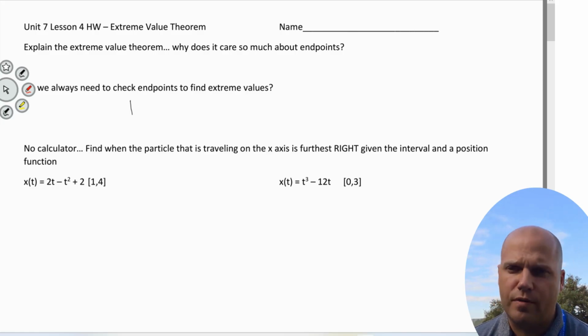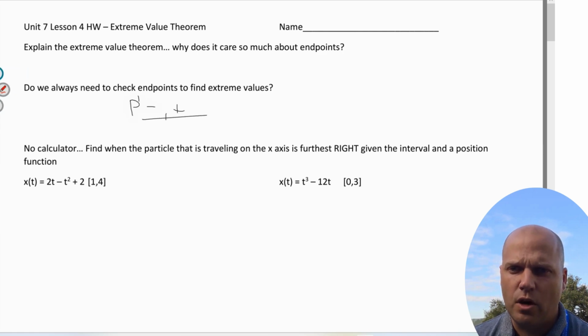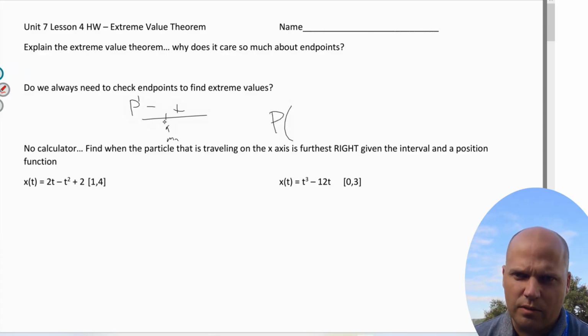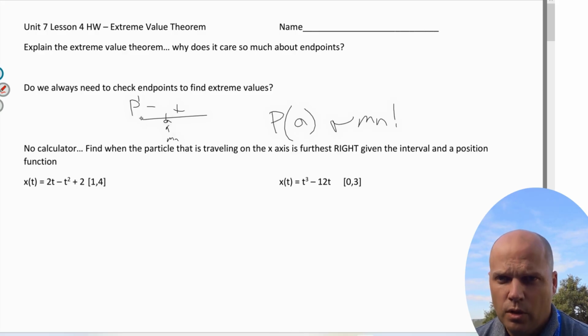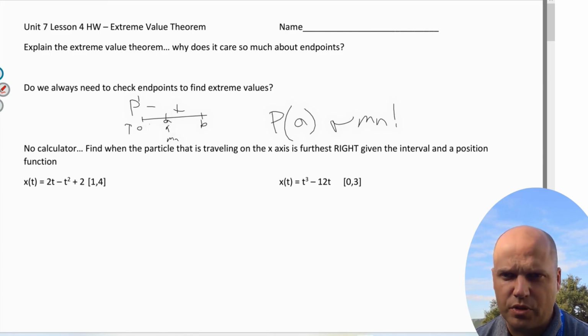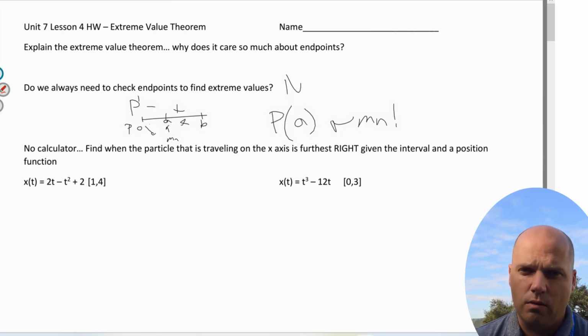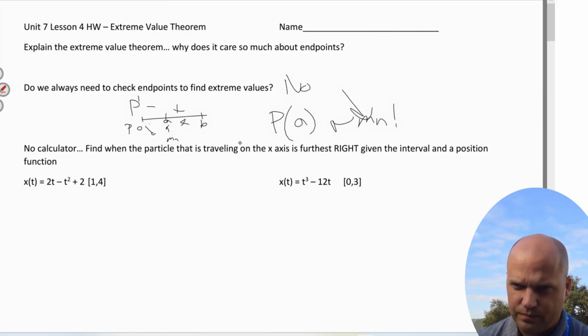No, we don't. If your derivative is negative then positive, you know that this time must be a min. Your position at, I'll call it A, must be the min. Do you have to worry about checking endpoints? No. There's no possibility that the position at 0 or at B is the min, because your position decreases and increases. So, no. Sometimes you just have a definitive answer.